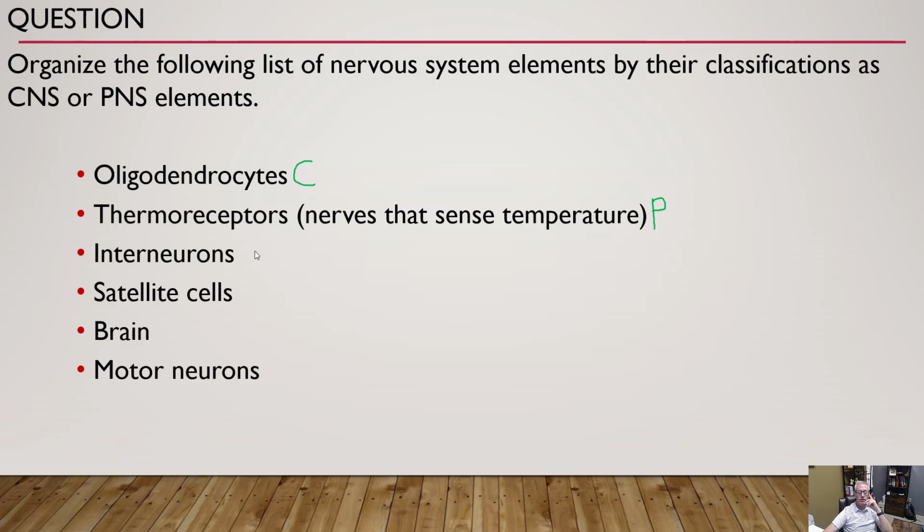Interneurons. Interneurons relay information within the central nervous system. Satellite cells. Satellite cells are part of the peripheral nervous system. The brain, that's your central nervous system. Brain and spinal cord is central nervous system. Motor neurons. So sensory neurons and motor neurons are part of the peripheral nervous system.